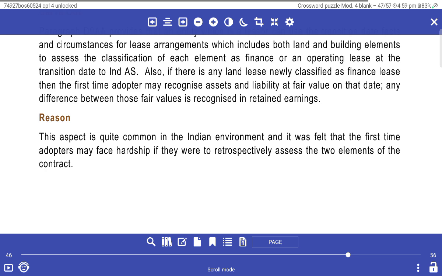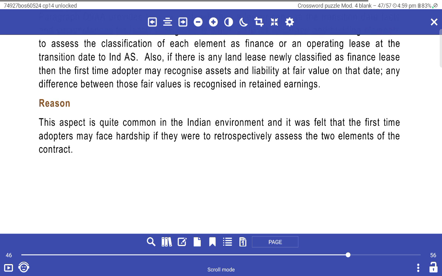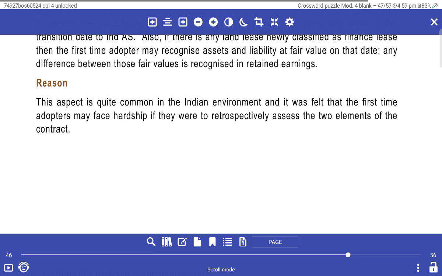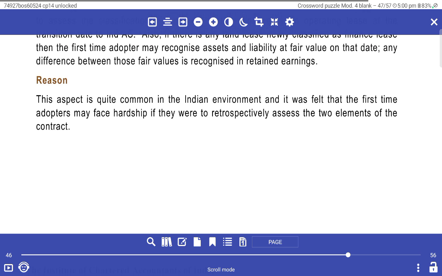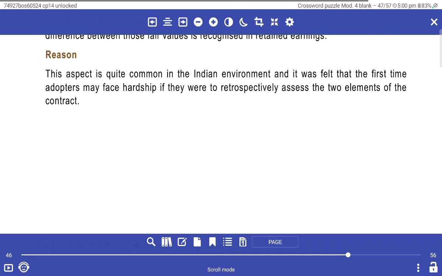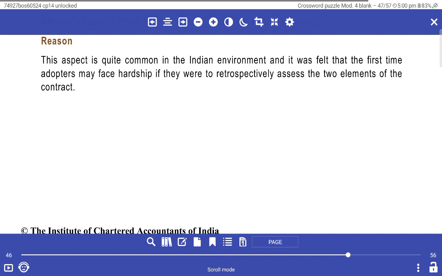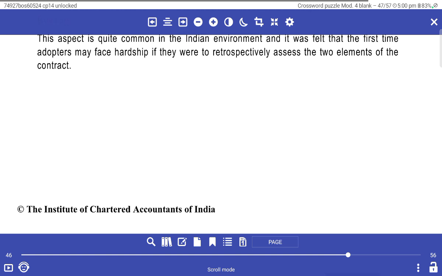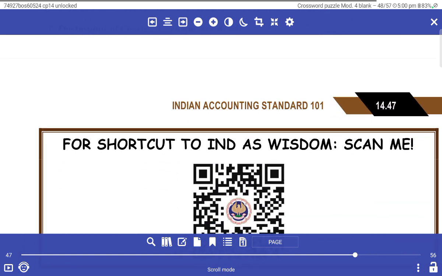Also, if any land lease is newly classified as a finance lease, then the first-time adopter may recognize assets and liability at fair value at this date, and the difference between the fair value recognized and retained earnings. Reason: this aspect is quite common in the Indian environment, and it was felt that first-time adopters may face hardship as they would retrospectively assess each element of the contract.